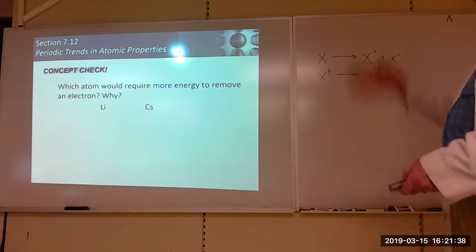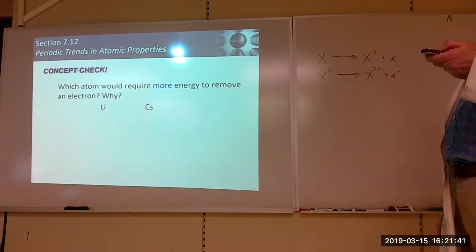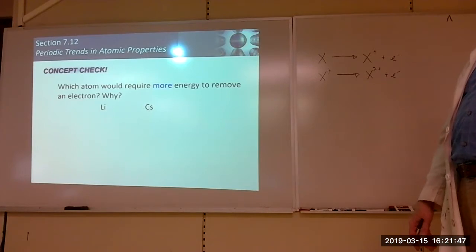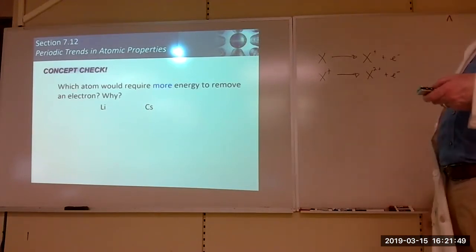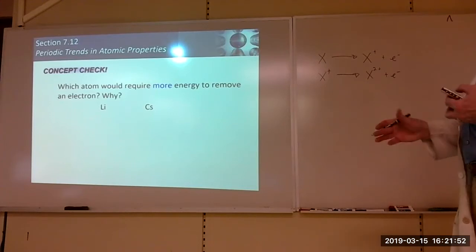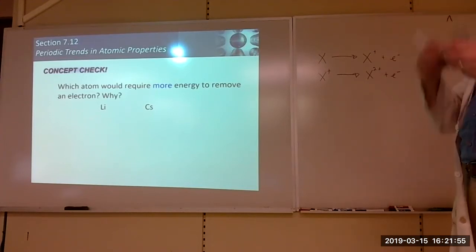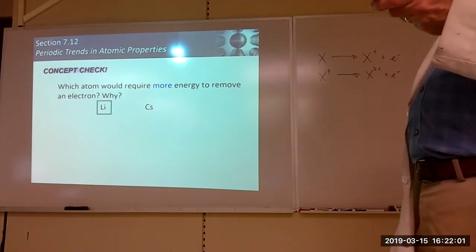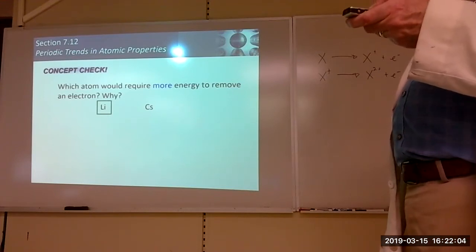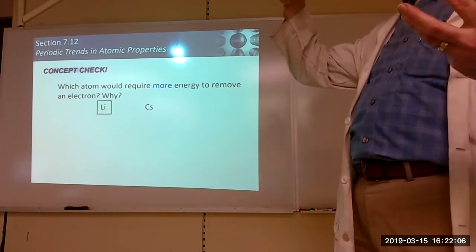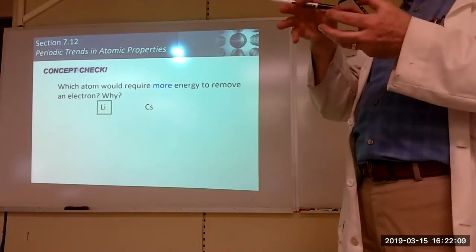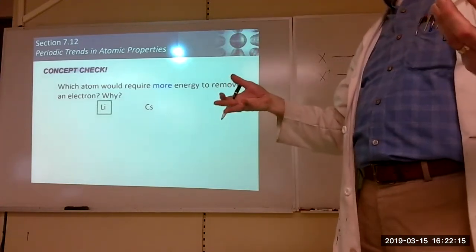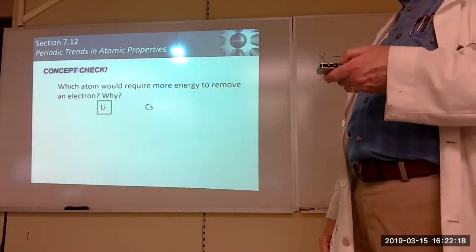How about this one? Now we're in the same group, lithium and cesium. So which one would take more energy? Lithium. Yeah, it's further up. Plus, the electron you're trying to remove is closer to the nucleus. And the other thing is, as you move farther away from the nucleus with your outer electrons, the inner electrons are shielding the nucleus from its effect on the outer electrons. So the effective nuclear charge is actually decreasing as you go from top to bottom.